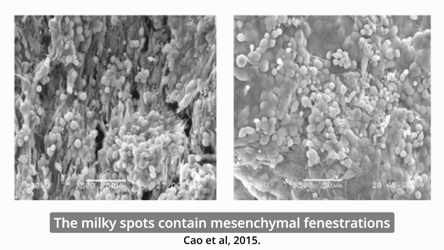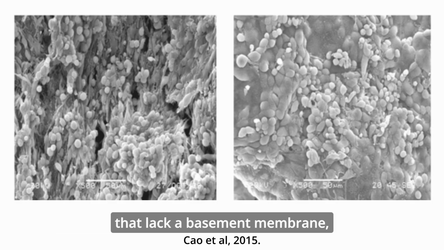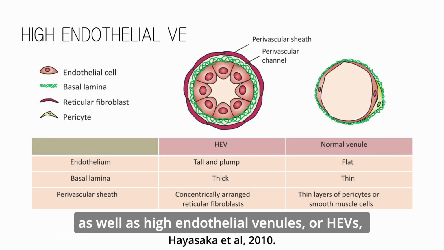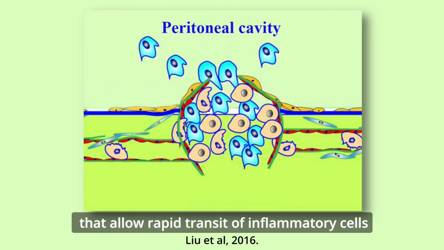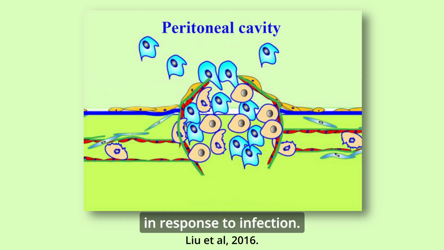Milky spots contain mesenchymal fenestrations that lack a basement membrane, as well as high endothelial venules, or HEVs, which contain distinctive cuboidal endothelial cells that allow rapid transit of inflammatory cells in response to infection.